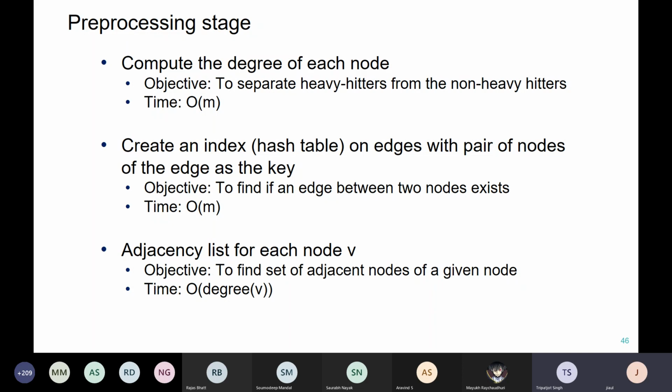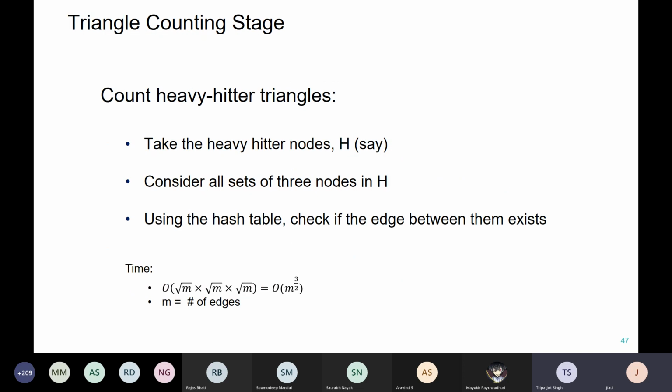Now, the next step is to compute the triangles, the actual triangle counting. As I mentioned, we are dealing with these two kinds of nodes, the heavy hitter nodes and the non-heavy hitter nodes, differently. So first we deal with the heavy hitter nodes.